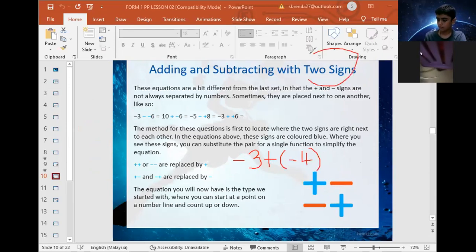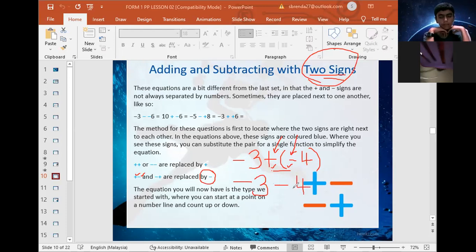Again, two sign questions. What are two sign questions? There is a positive sign followed by a negative sign. You see that? A positive sign followed by a negative sign with a bracket. Usually they will help you by putting a bracket. Now, if you have a positive and a negative, two symbols there, two signs there, you replace it by a negative. So these two signs will become a negative. Do you understand?